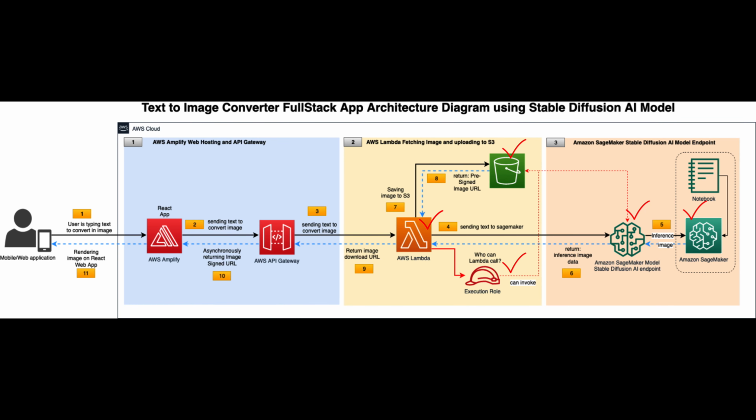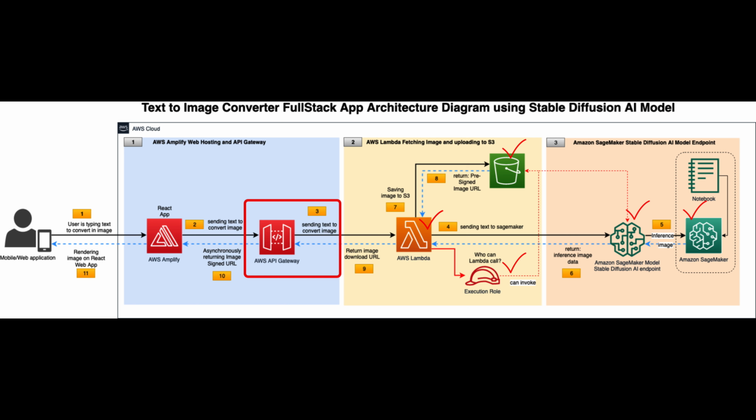So if you have been following along with me, then you have noticed that we have already created a SageMaker endpoint. We have created an S3 bucket. We have created our Lambda function. We have tested that the Lambda function is able to fetch the image out of the prompt and able to save it into the S3 bucket. So our next step as per the diagram is to create our AWS API Gateway.